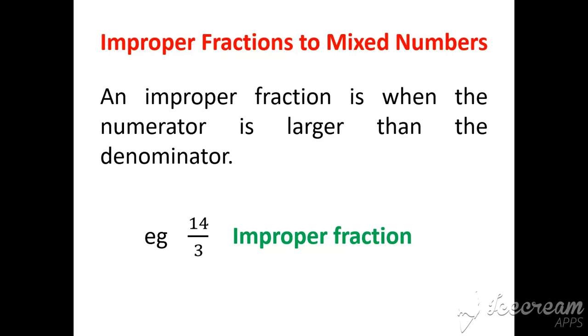Now I know in some applications it doesn't make sense. I got 14 marks out of 3 in a test. That doesn't make sense. But in other applications, it's perfectly acceptable to have 14 over 3. Now we're going to learn how to change these into mixed numbers. And here's an example of a mixed number, 4 whole and 2 thirds. Now 14 thirds is the same as 4 whole and 2 thirds. Now we're going to show you how you change it.